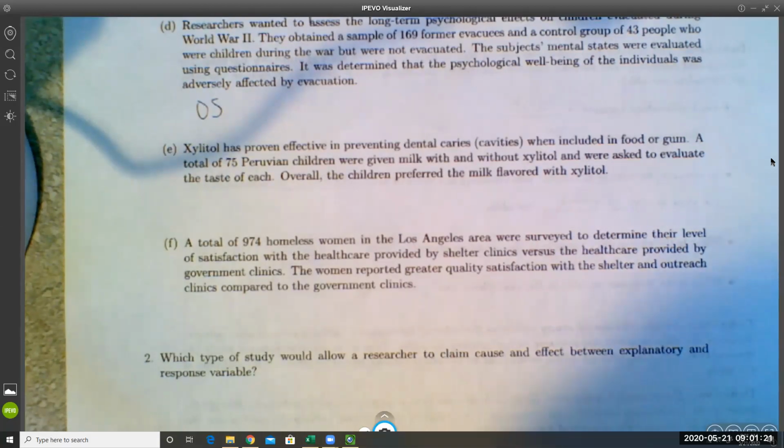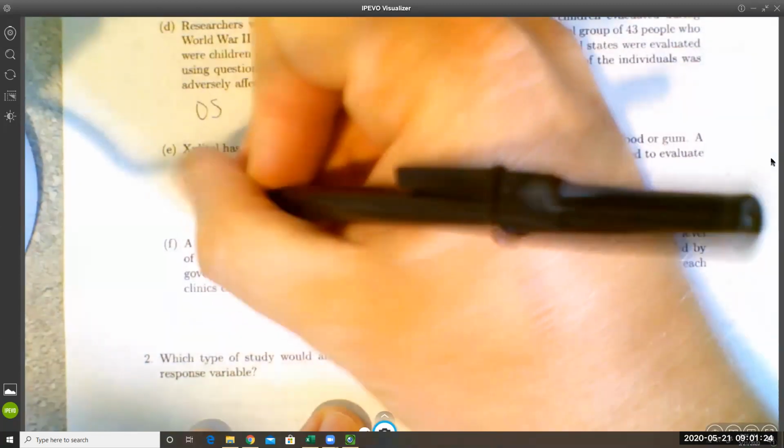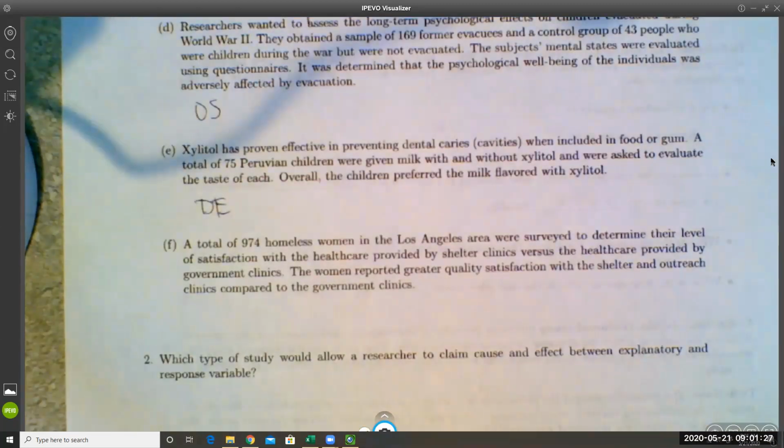so is this a designed experiment or an observational study? This is a designed experiment for sure, right? Because the researchers are actively manipulating the explanatory variable. The explanatory variable would be presence of xylitol in the milk, right? Whether or not the milk has xylitol in it. And the response variable would be what the children preferred, right? Preference. And clearly you can see, the researchers put xylitol in some of the milk, and then they didn't put xylitol in other milk, right? So they're actively manipulating that. So that's a designed experiment.